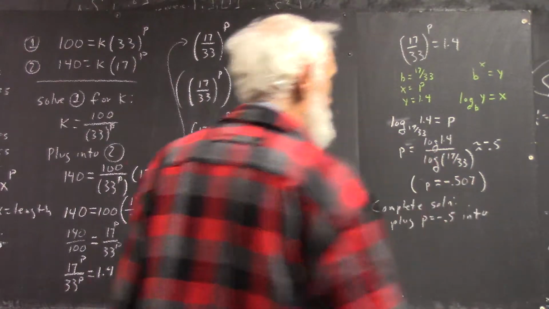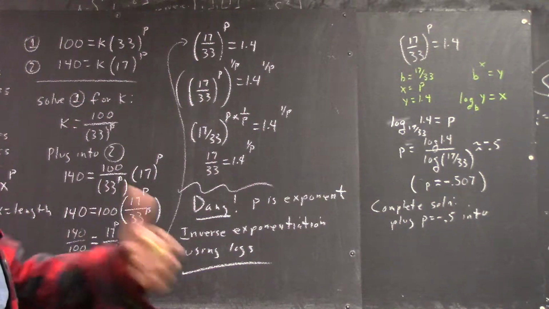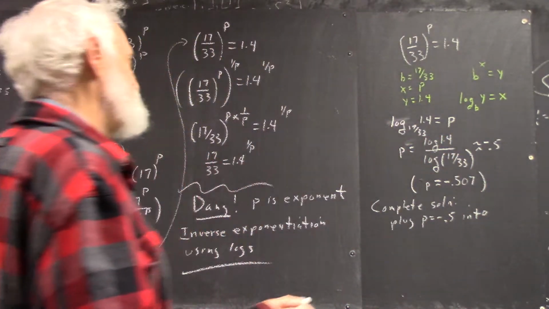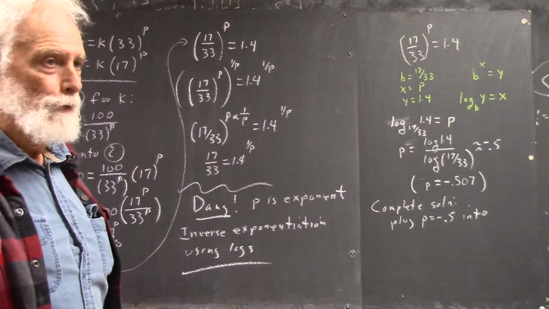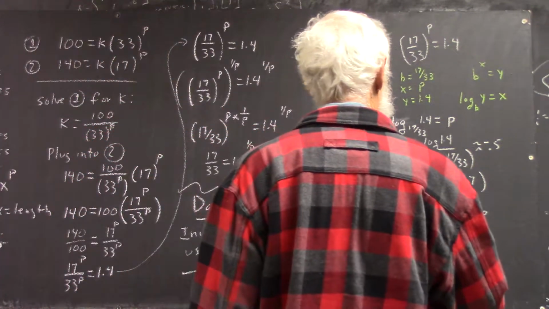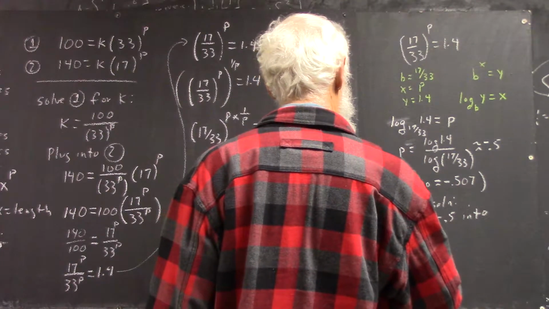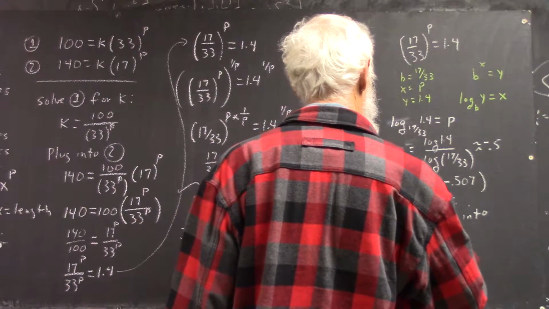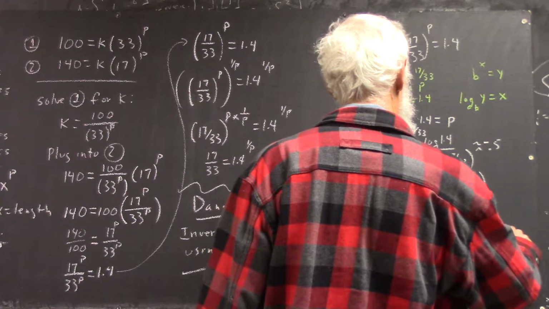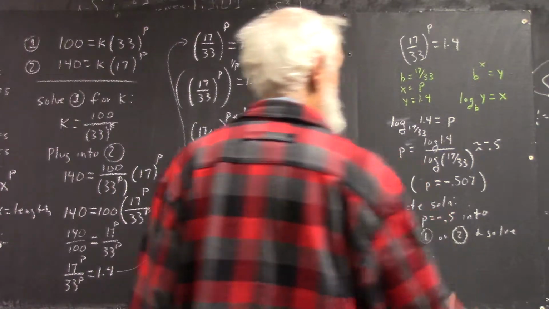Now I'm just going to use negative 0.5 because it's pretty easy to calculate with, okay? But when you do it, I want you to do it to 3 significant figures. Although that's a ridiculous number of significant figures for the data that we have, we're going to do it anyway, okay? So we're going to plug P equals negative 0.5 into either equation 1 or equation 2, and solve for K. That's easy, right?